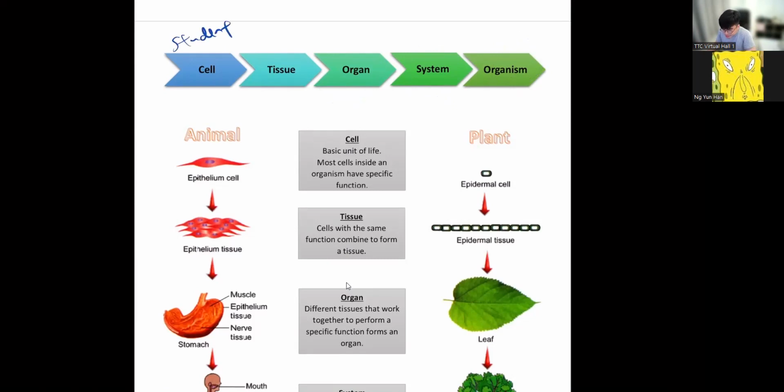Okay, a cell is like a student. When you take a few students and put them together, you get a group. I'm sure your class has different groups, right? When I take a few groups and put them together, you get a class, right? And if you take a few classes and put them together, you get a year. You're in year 7, and you take a few years, you put them together, you get a school.